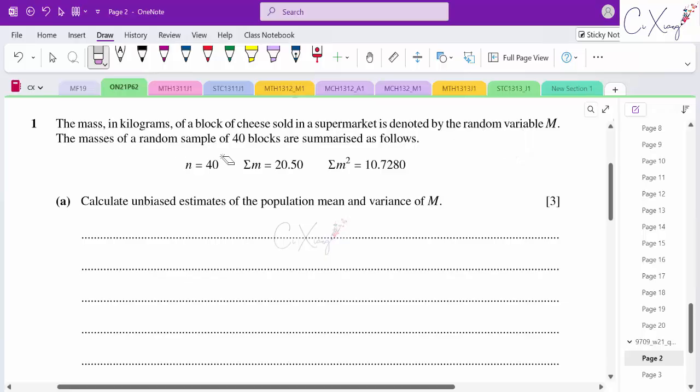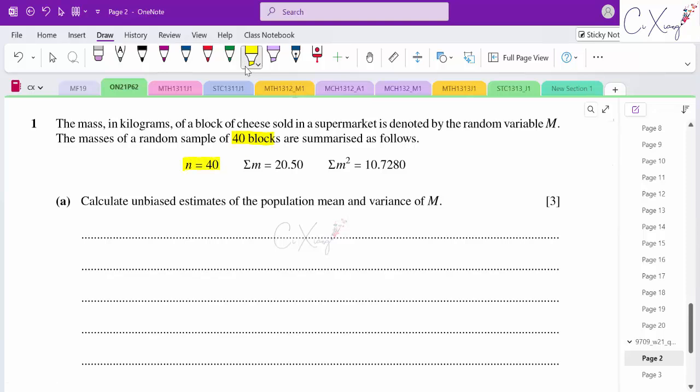The masses of a random sample of 40 blocks are summarized as follows. So we have 40 blocks here. It is actually a sample, right? So this 40 will be our n. They give you all the information here: n equals 40, summation of m is this value, and summation of m squared is this value.